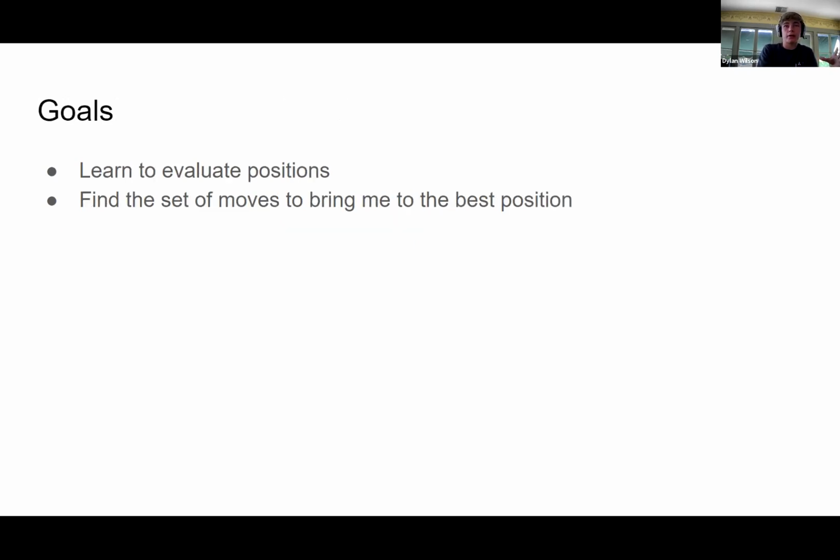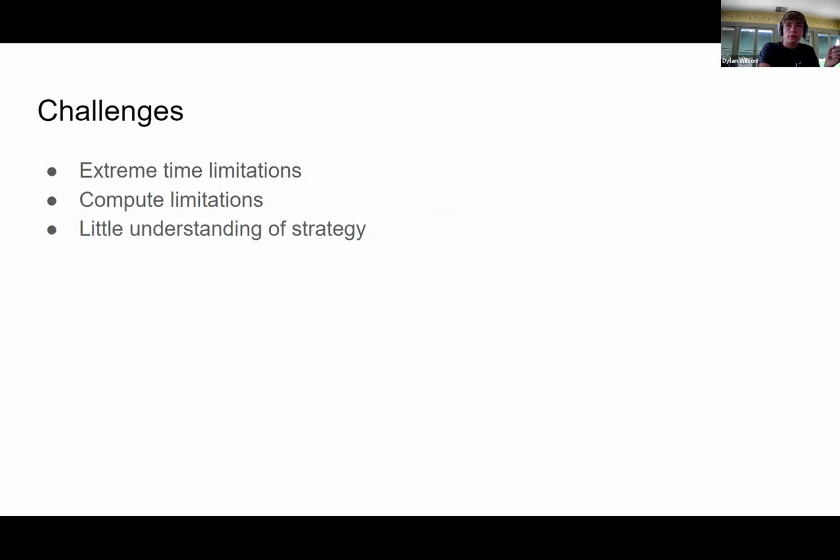So the goal of this entire project was first to create something that could evaluate the quantum chess position, and second, find a set of moves to bring me to that optimal position, which is what we ultimately used Minimax for. There were a lot of challenges with this project, especially for me. I think Robert was actually able to do a lot better in this project than me. The main one I had was an extreme time limitation, because I ended up going on vacation for a lot of it. So I was trying to simplify the problem as much as possible.